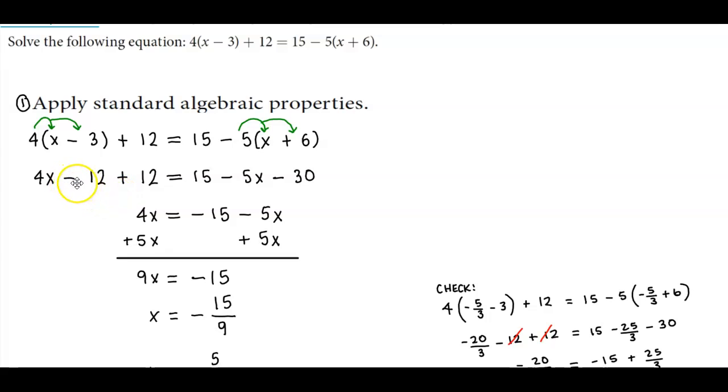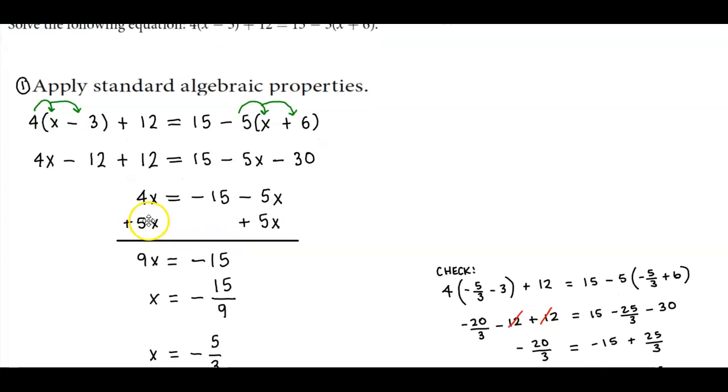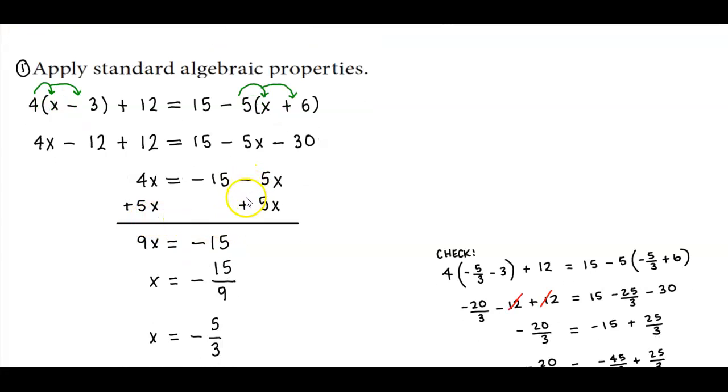Well, you can see here that we have the opposites, negative 12 plus 12, which give you 0. So what's left is 4x, which is equal to 15 minus 5x minus 30. So we can combine 15 and subtract 30. If you take 15 and subtract 30, we get negative 15 minus 5x. We want to get the variables on one side of the equation, so we're going to add the opposite here. So we're going to add 5x to both sides.